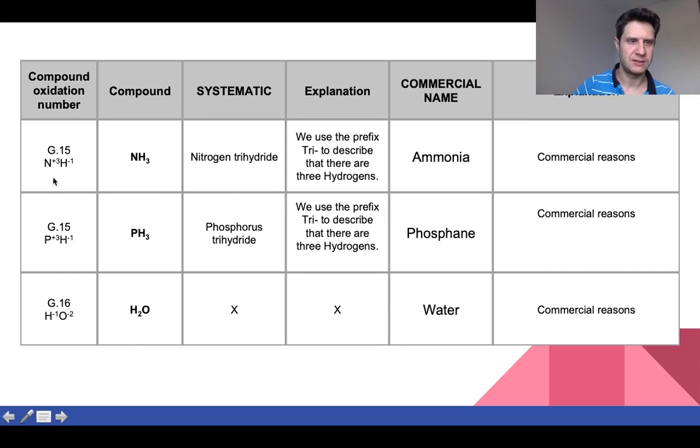Group 15, sorry, again nitrogen has 3 oxidation number. We write it close to the hydrogen. That makes nitrogen 3 hydrate. Okay, and how do we call it? Ammonia.